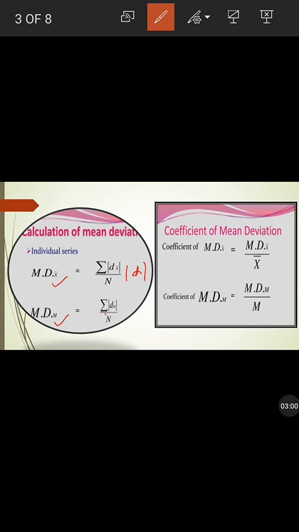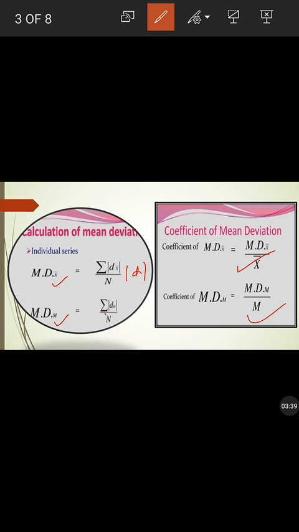Whenever we are calculating mean deviation, we also have to calculate the coefficient of mean deviation. The formula for mean deviation is equal to summation d bar divided by n, and coefficient of mean deviation is equal to mean deviation divided by x bar. When we are calculating mean deviation from mean, then in the denominator we'll be having x bar. And if you're calculating mean deviation from median, then in the denominator we'll be having median.